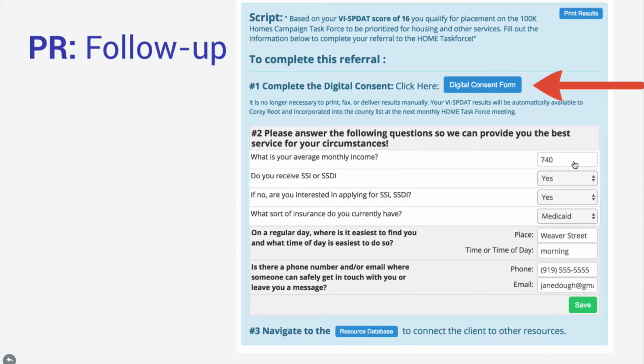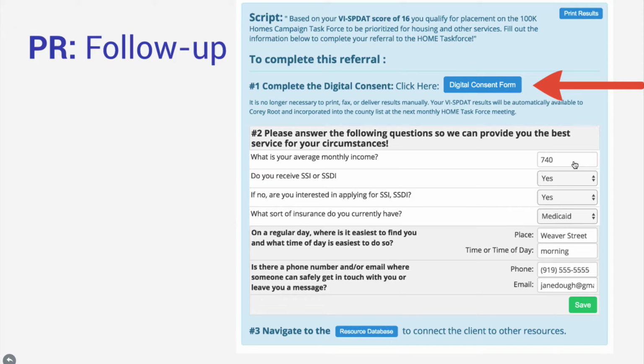And then is there a phone number or an email where someone can safely get in touch with the person? We try to save that information as well so that folks can get in touch who are not necessarily the person taking this information.